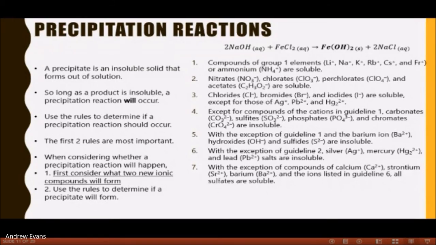Now, rules 4, 5, and 6, we start to get to the less soluble compounds. Except for rule 1, carbonates, sulfites, phosphates, and chromates are insoluble. The carbonate is not soluble except when you mix it with, say, sodium carbonate or potassium carbonate.